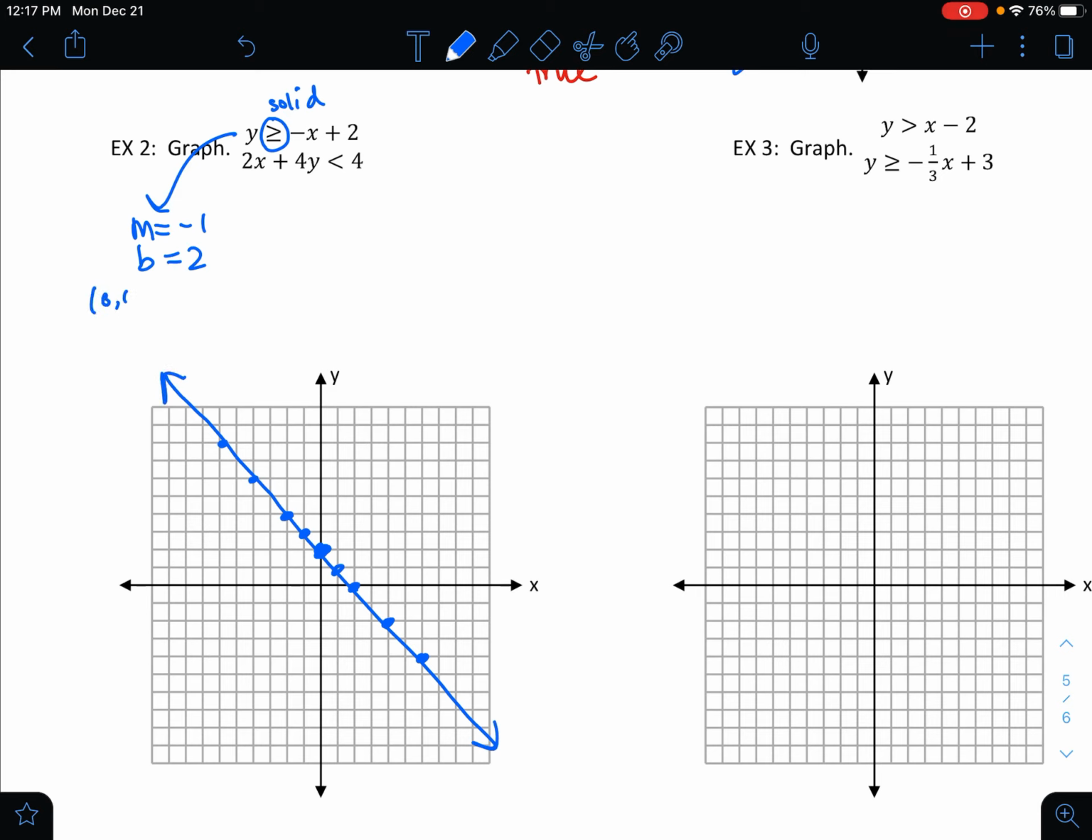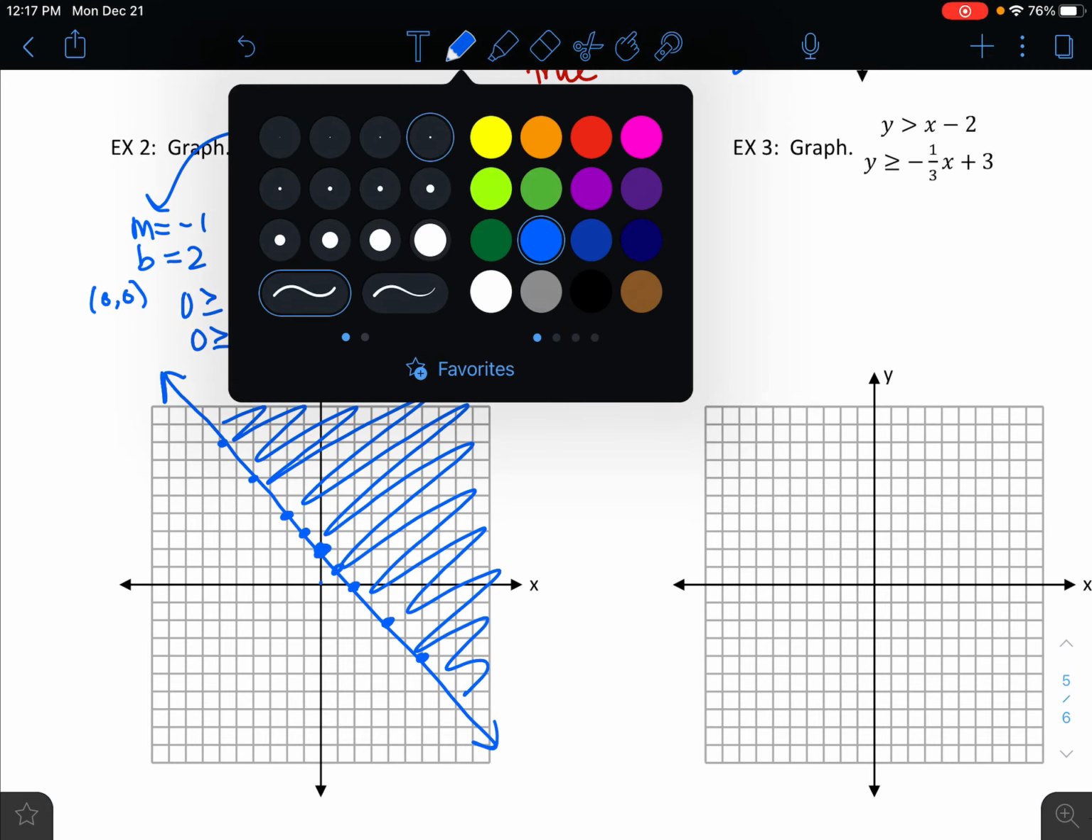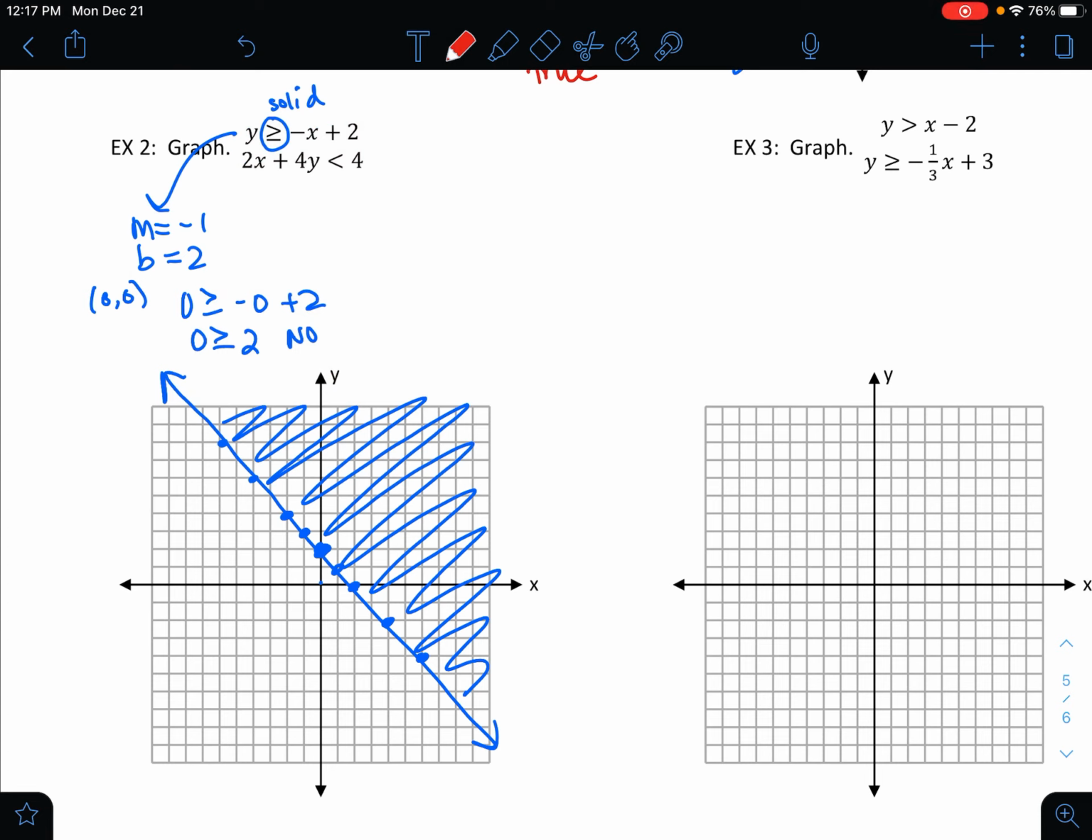So if I'm going to plug in 0, 0, it's going to say 0 is greater than or equal to negative 0 plus 2. Well, that just says 0. Is 0 greater than or equal to 2? No. So that means I don't color in where 0, 0 is located. I color in on this side. Okay, if you did x and y intercepts, that's fine.